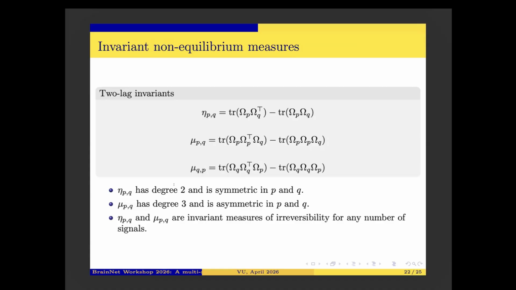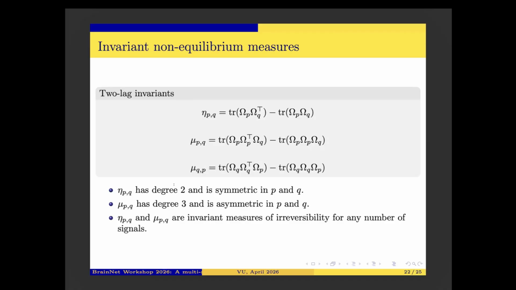And this is actually the measure that you see here. See what happens here: if the system is in equilibrium, then these omegas are symmetric. So omega q transpose is omega q, and this measure is 0 then. And in the same way, you can see that these 2 measures also vanish if the omega is symmetric. And all of them we can build from these.